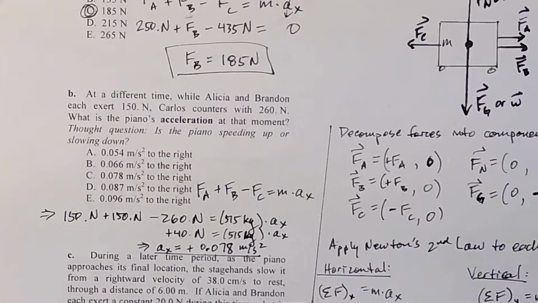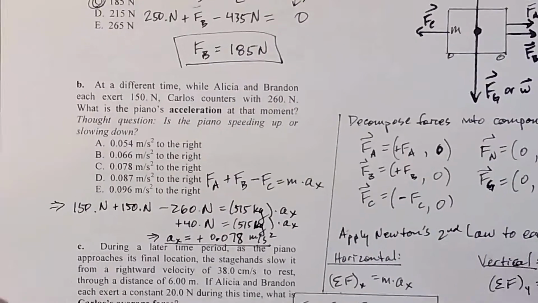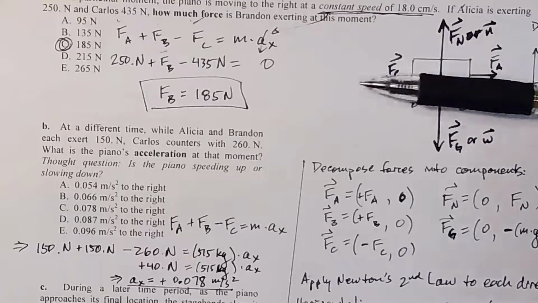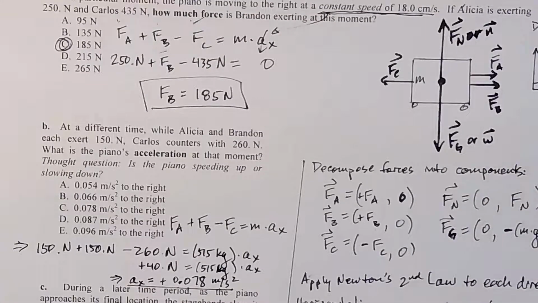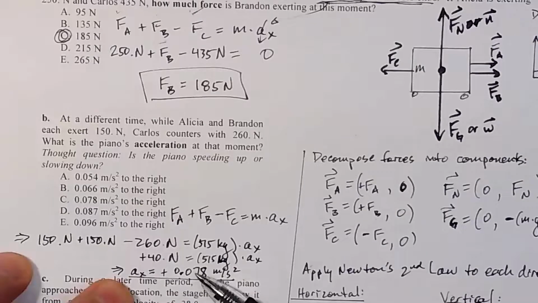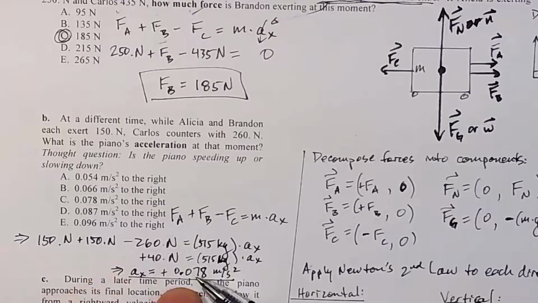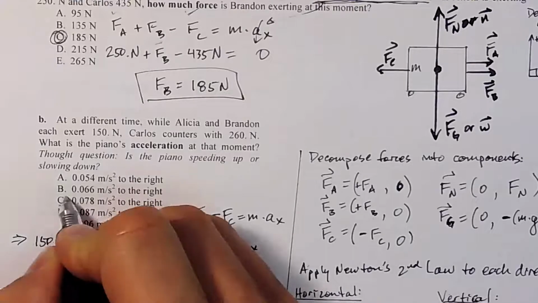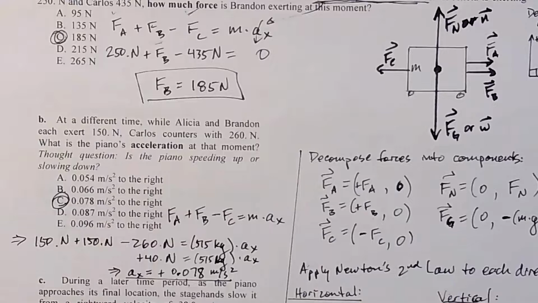The acceleration of the piano in the y direction is zero at all times because it stays on the surface of the stage. So what is the magnitude and direction of the acceleration? Well, the magnitude is just the x component, 0.078, and the direction is the positive x direction, so to the right. That's the entire acceleration vector.